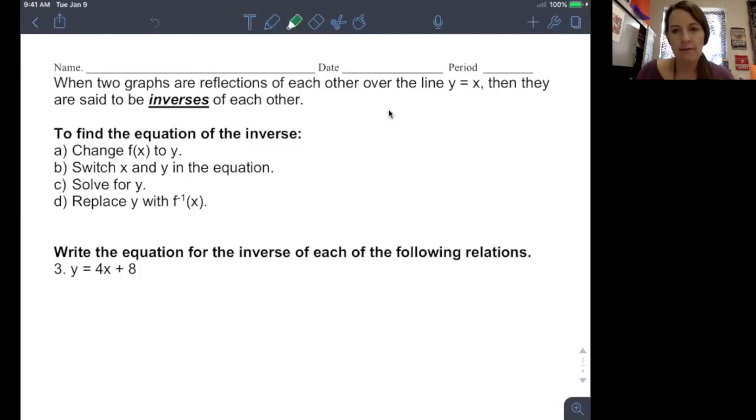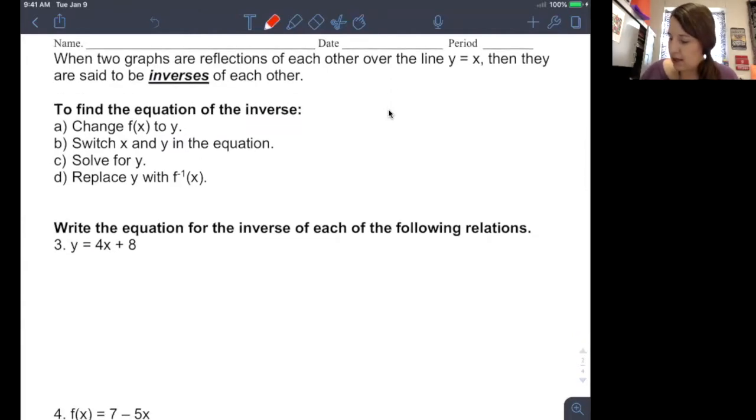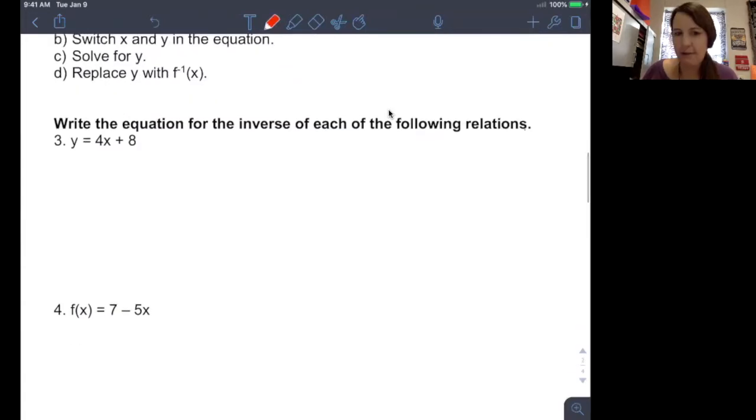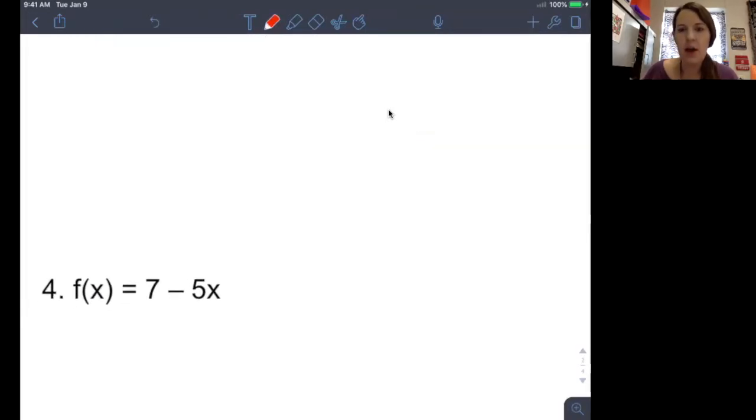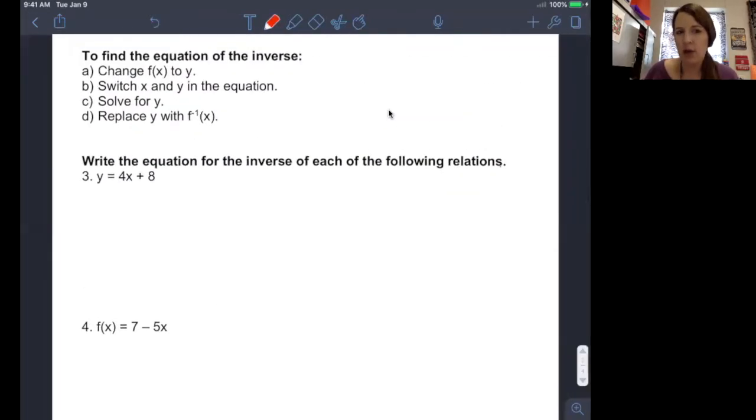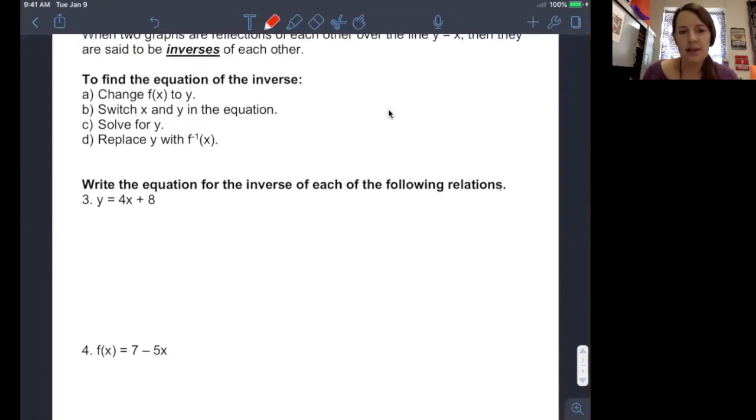And then we will graph to double check to make sure that they are indeed reflecting over the line y equals x. So to change the equation into an inverse, we're going to first change our f of x to a y. If you look at example 1, that's actually not going to be a thing because we're starting with y equals. But sometimes we start our equation with f of x, like example number 4, and we would have to switch that to a y. So step 1 is already done in the first example for us.